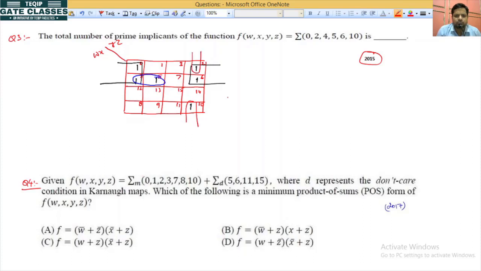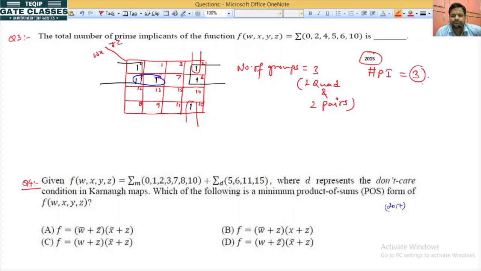So total how many groups are possible? Number of groups is 3. 1 quad and 2 pairs. So total number of groups are 3. So how many PI are there? Number of PI equal to 3. So what will be the answer? 3.